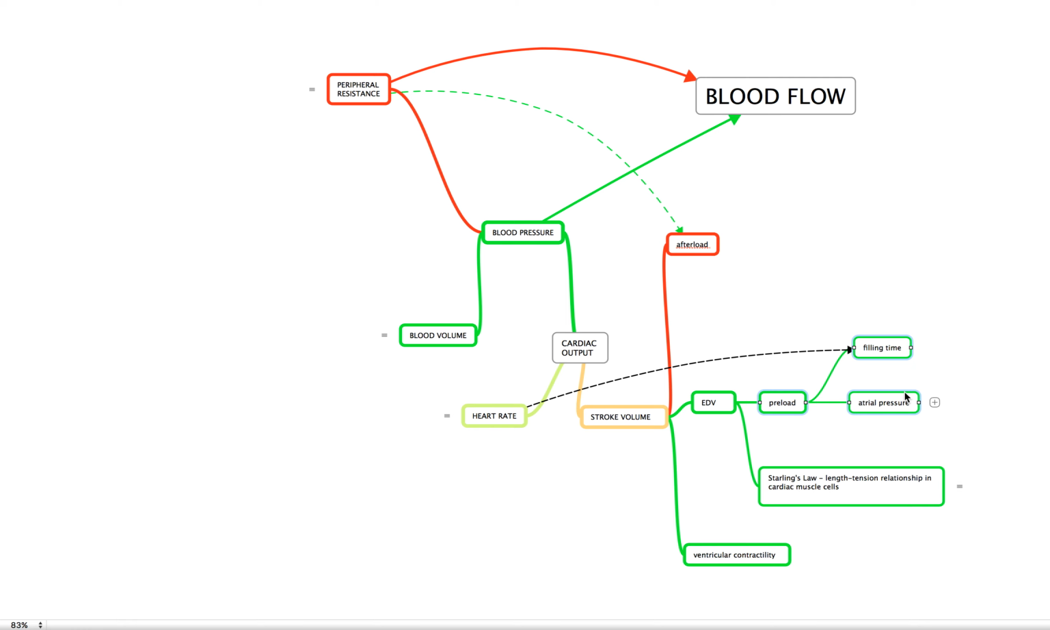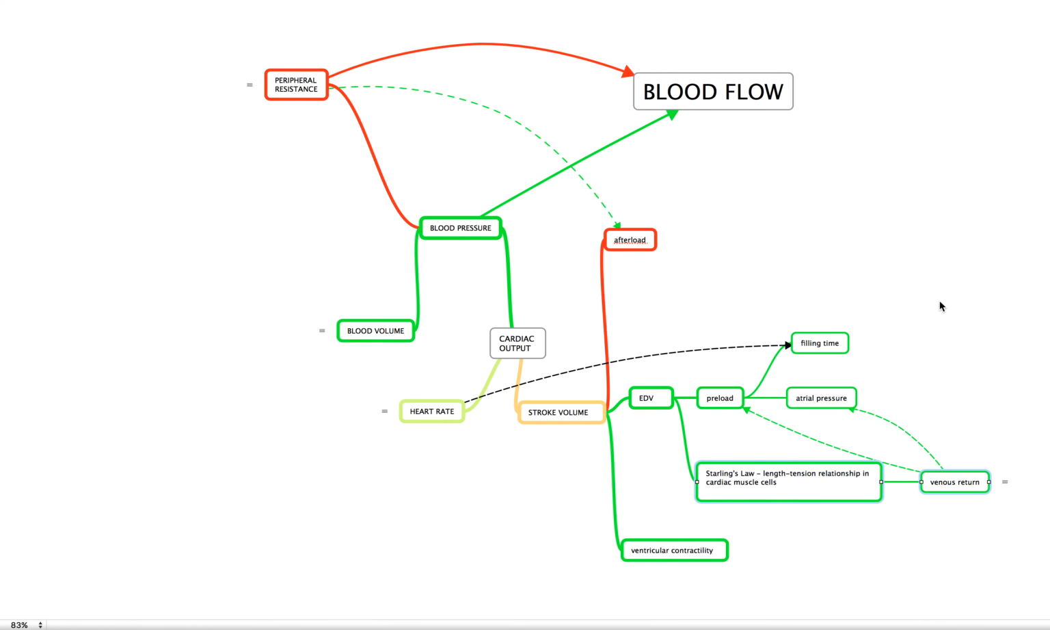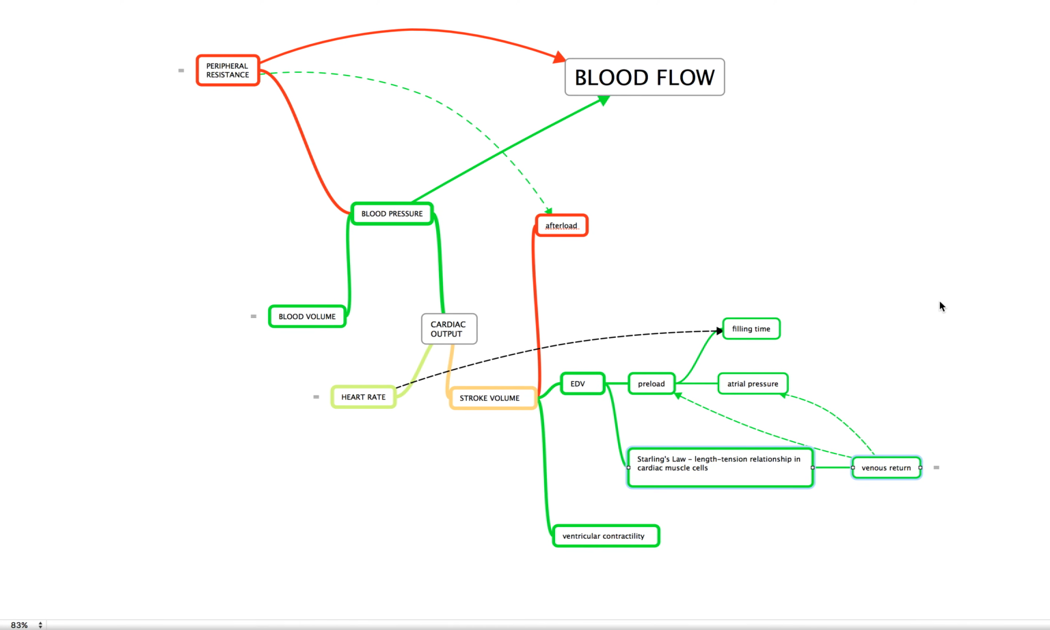And then the only other thing that we talked about here was this whole concept of Starling's law, which impacts EDV. And Starling's law says that there is a sarcomere length at which the cardiac muscle sarcomeres are sort of optimal, and then they will actually contract better. And so Starling's law says basically that a full ventricle will get a better contraction and a bigger stroke volume than an empty ventricle, because you get the length and tension of a myocardial sarcomere at a more ideal length and tension.